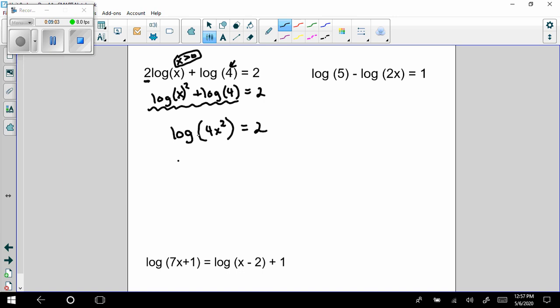So now this is base 10. Looks like I've given you all of these as common log. So I get 10 squared equals 4x squared. Now I'm just solving, keeping in mind my domain restriction. So 10 squared is 100, divided by 4 is 25. So x is equal to the square root of 25, and you have to remember your positive negative. So positive negative 5.